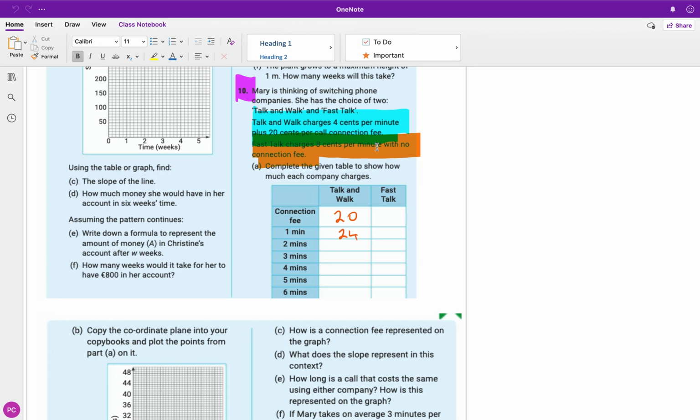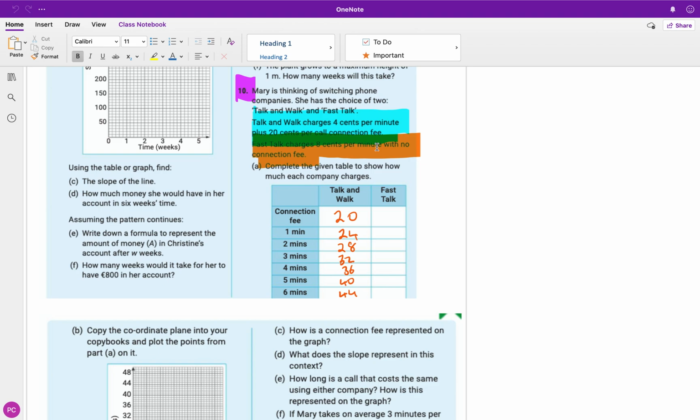24. So I'm adding 4 to 20. Add another 4. Add another 4. Add another 4. Add another 4. And add another 4. That's easier, as opposed to me putting 4, 8, 12, 16, 20, because I'll have to add each time to the 20 at the end. So I'm just going to add them up as a total.